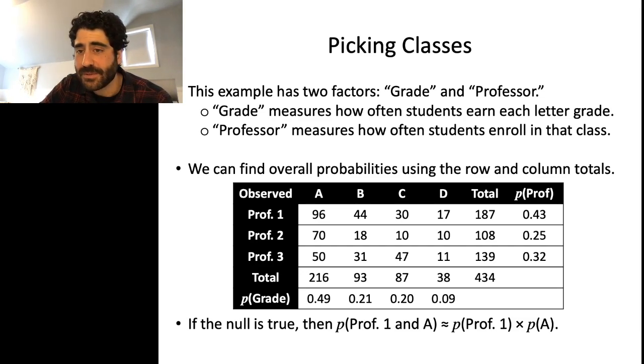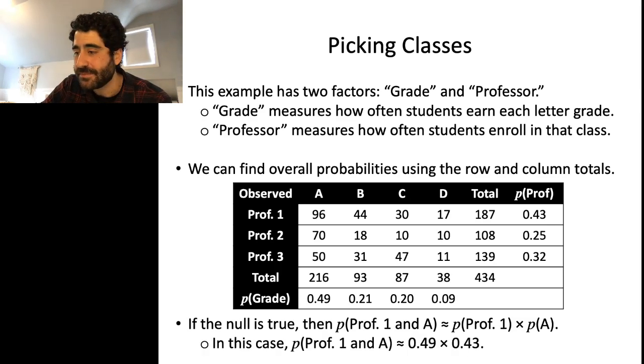Okay, so if the null is true, we should be able to predict this value of 96 inside the table just by knowing the probability of being in Professor 1's class and the probability of getting an A. So in this case, if the null is true, we should be able to predict this probability just by multiplying together 0.49 and 0.43.